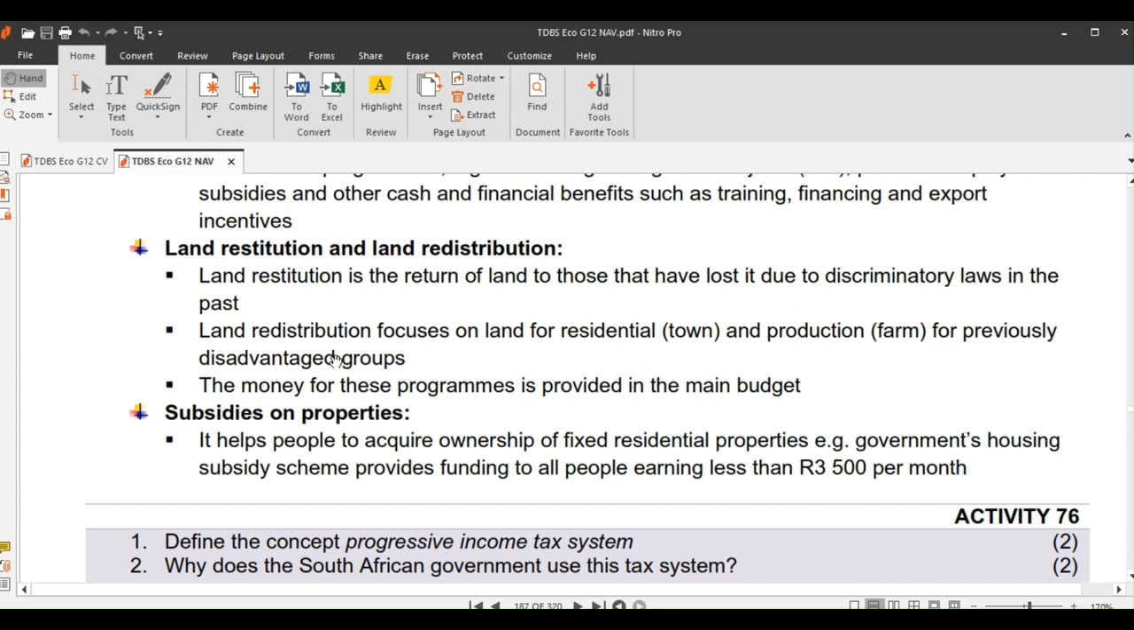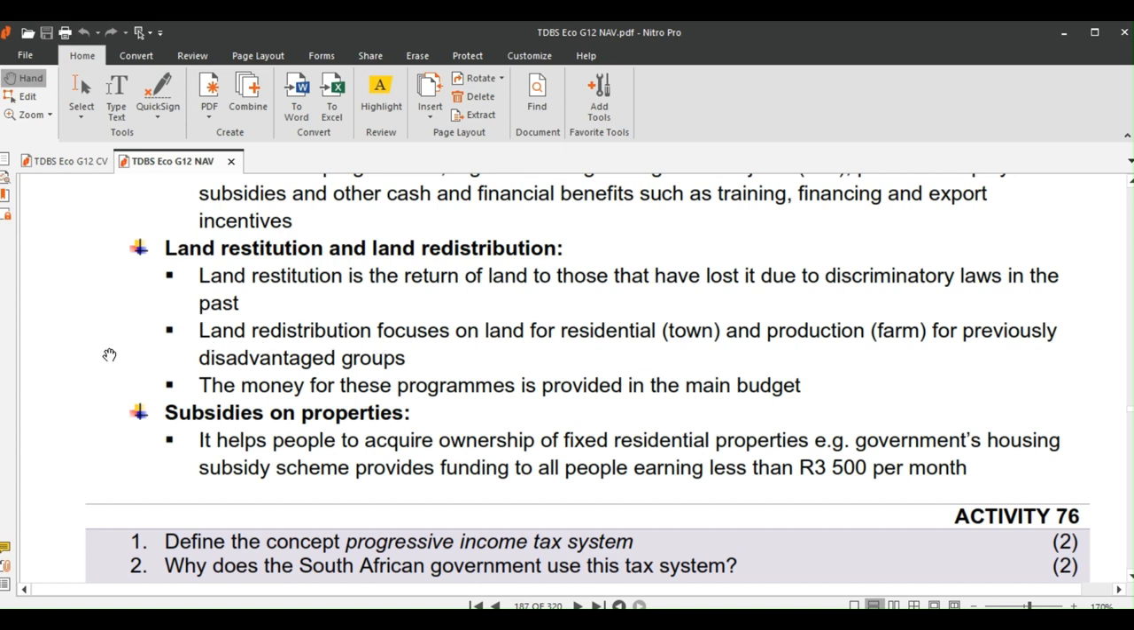Let me give an example that can help you understand the difference even more. Aiden owned land in 1984 and he lost his land during apartheid. Him getting his land back is land restitution. On the other hand, Jaden is black and he has never owned land. He then gets land from the government through one of their programs. In this case, the program is land redistribution because land has been given to Jaden, who is regarded as a previously disadvantaged individual on the premise that he is black.